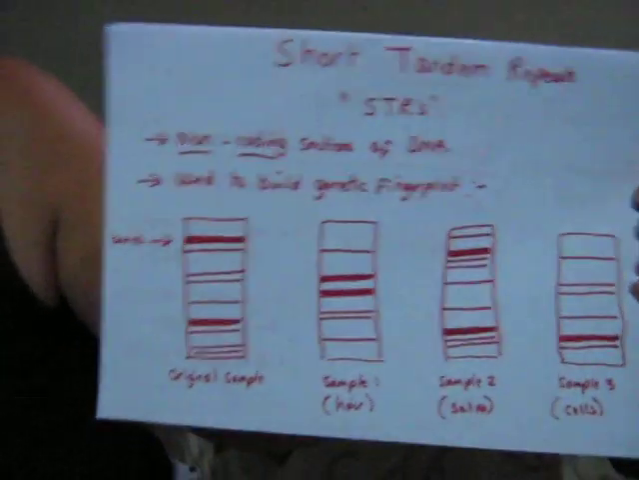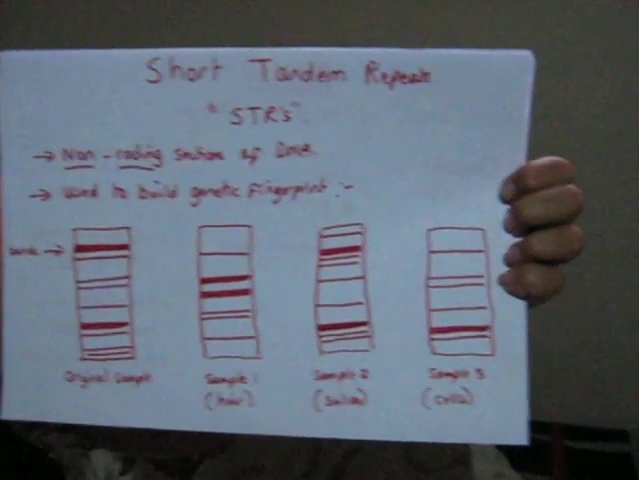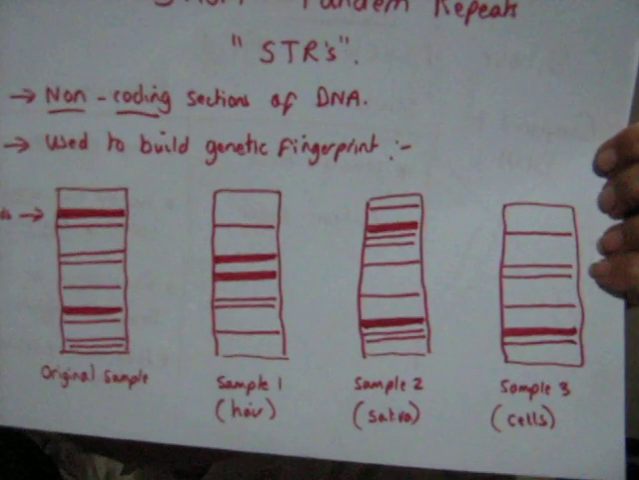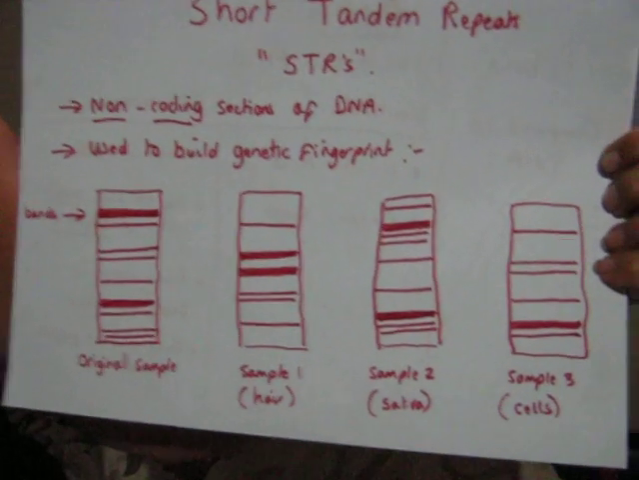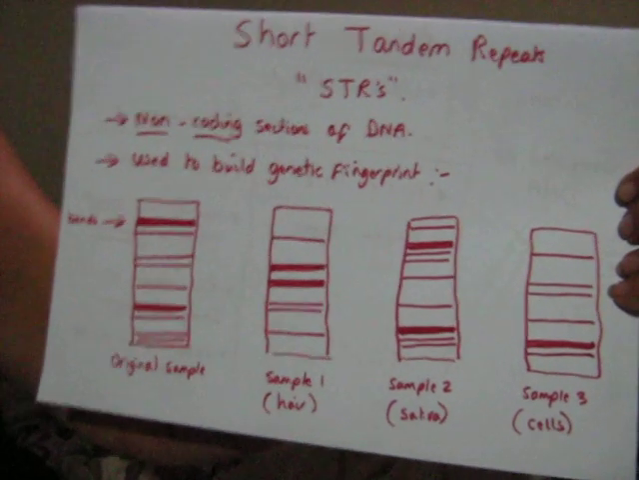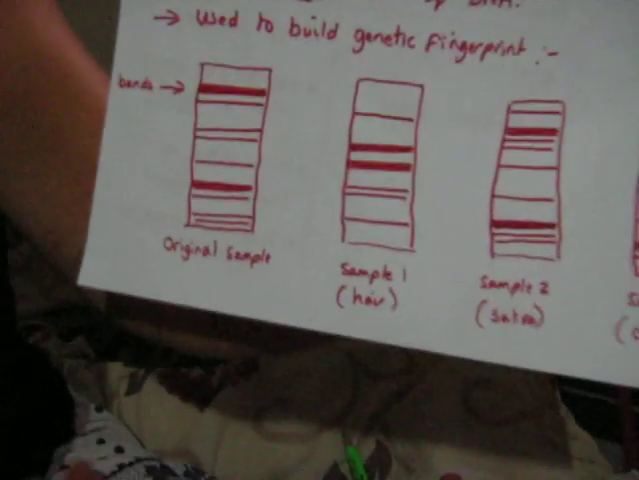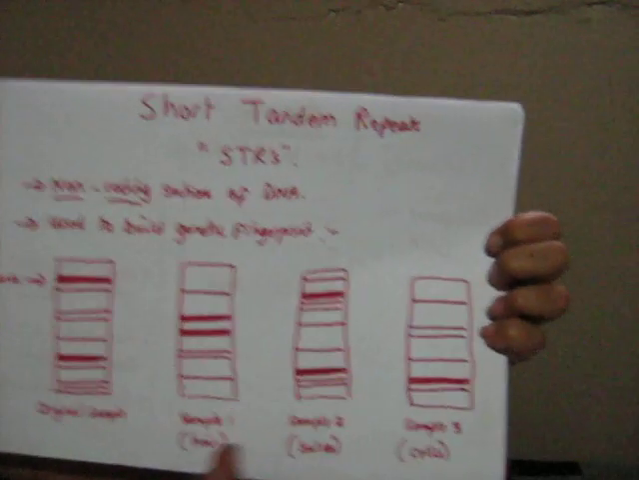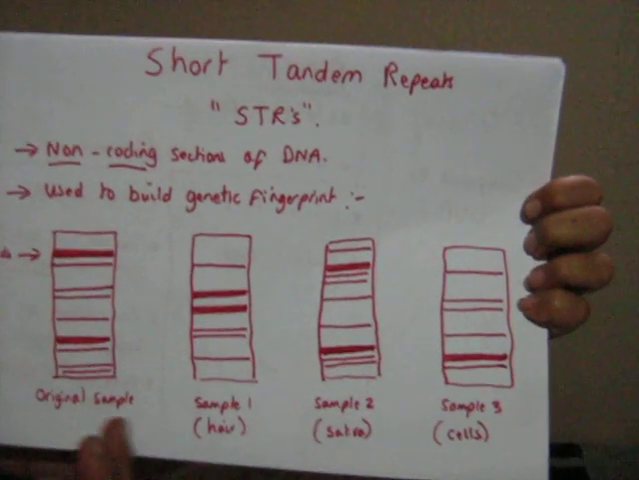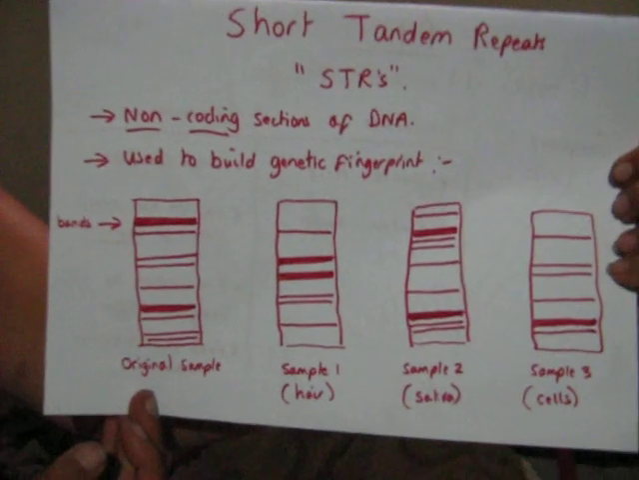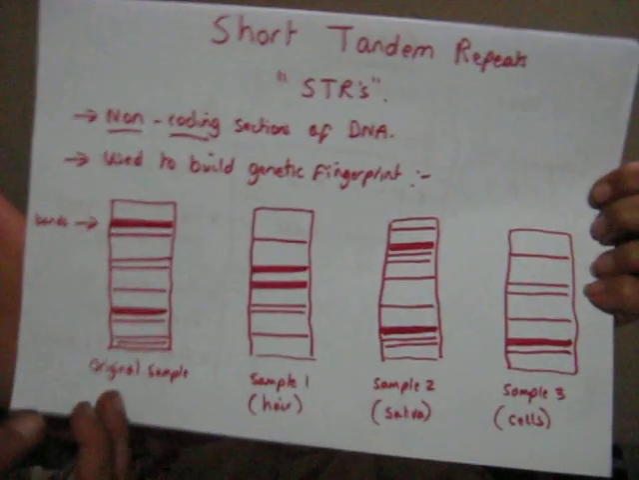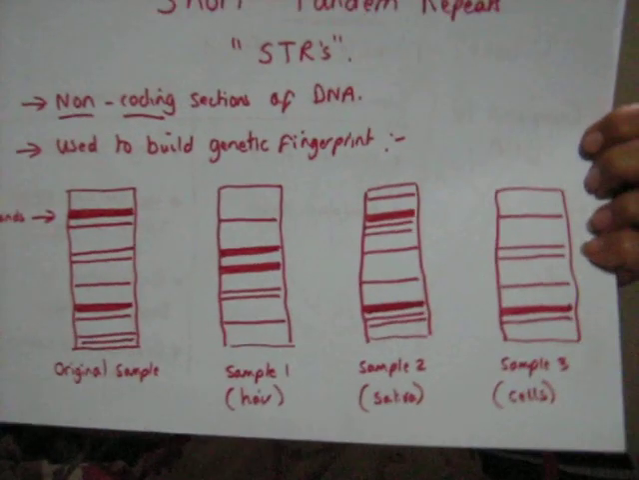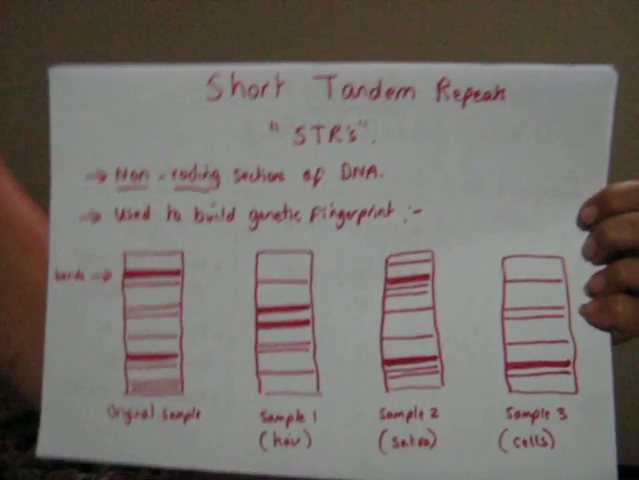Okay, sorry about that. So I hope that made sense about the short tandem repeats, which are these areas of non-coding DNA found along the chromosome and which are used in solving crime, so in forensic science. So they're used to build up a genetic fingerprint, and we've seen how you can compare different samples taken from suspects with an original sample taken from the victim at the crime scene. So hopefully that made sense. And now we'll move on to talking about DNA replication a little bit more.